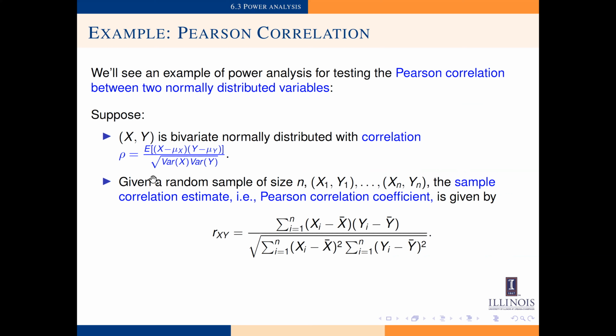So suppose we have a random sample of size n, x1, y1, etc., all the way up to the pair xn and yn. Then the sample correlation estimate, also known as the Pearson correlation coefficient, is given by this formula over here. This is something you should have seen in your first statistics course.